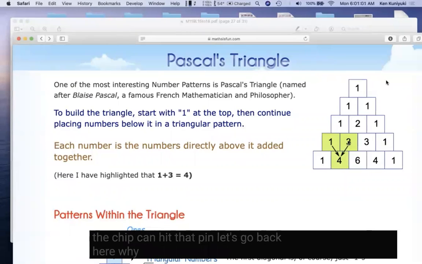Let's go back here. Why is this 3 choose 1? 3 choose 1 is 3, all right? So 3 drops, n equals 3. A right is a success. So left, failure, right, success. That's one way to get 1 success and 2 failures.